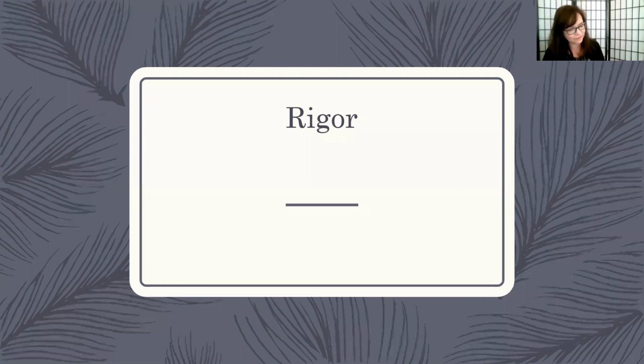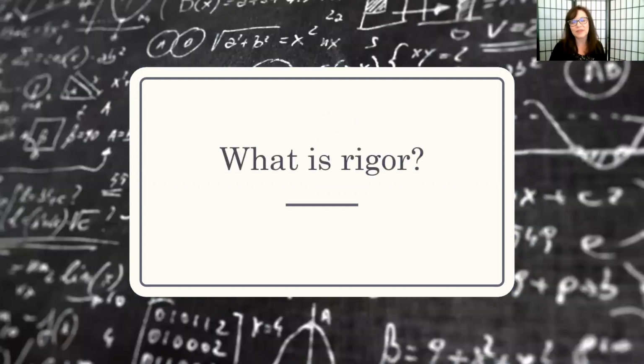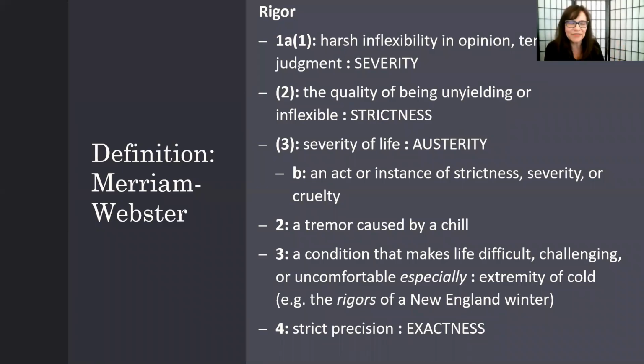Okay, let's talk about rigor, because that's, I think, what many instructors and administrators are concerned about. So we have to, of course, maintain a certain level of rigor. So what is it? What is rigor? Let's talk about that term. If we look at Merriam-Webster's definition, as you can see, it's harsh inflexibility, severity, strictness, austerity, a tremor caused by a chill, a condition that makes life difficult, strict precision.